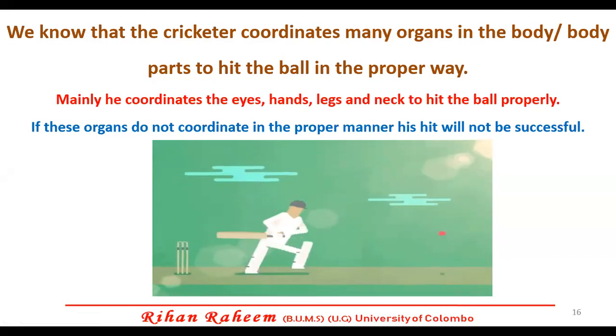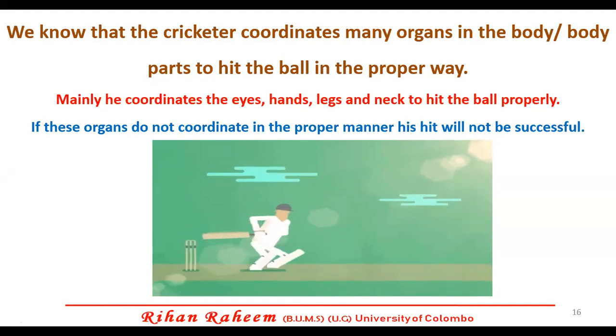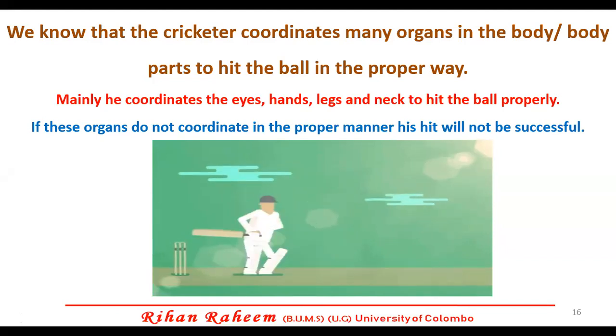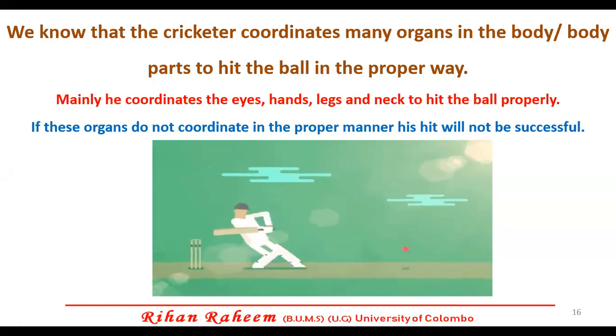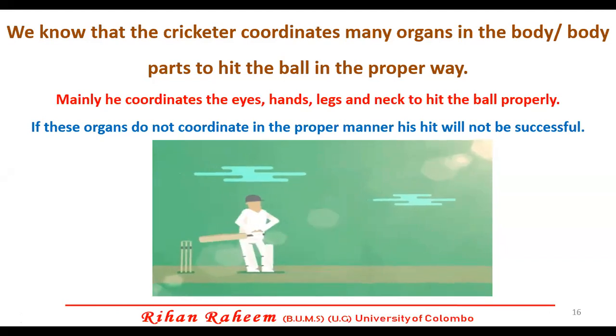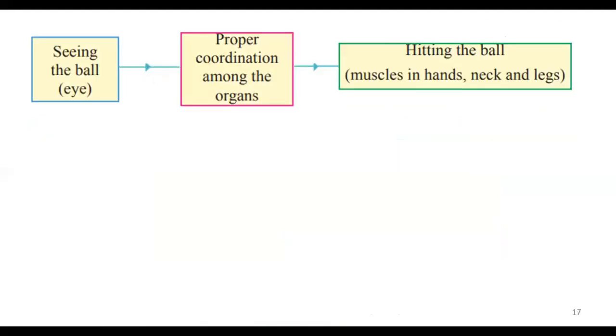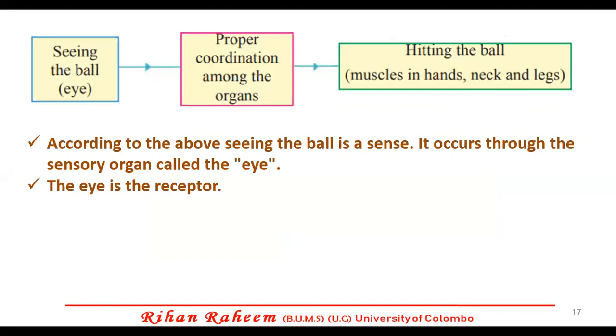So inside our body, there are wires, like in our house, there are wires to carry the current. Inside our body, to carry our messages, to understand what we are learning, for all these, the wires and the main connections are there. Okay, so that only we are going to study today. So seeing the ball, he's seeing the ball, that is by the sensory organ. So it's a sense. Proper coordination among the organs. Once he sees, his leg, his hand, his neck, everything will coordinate, and then he will hit the ball. Okay, and that is the response.